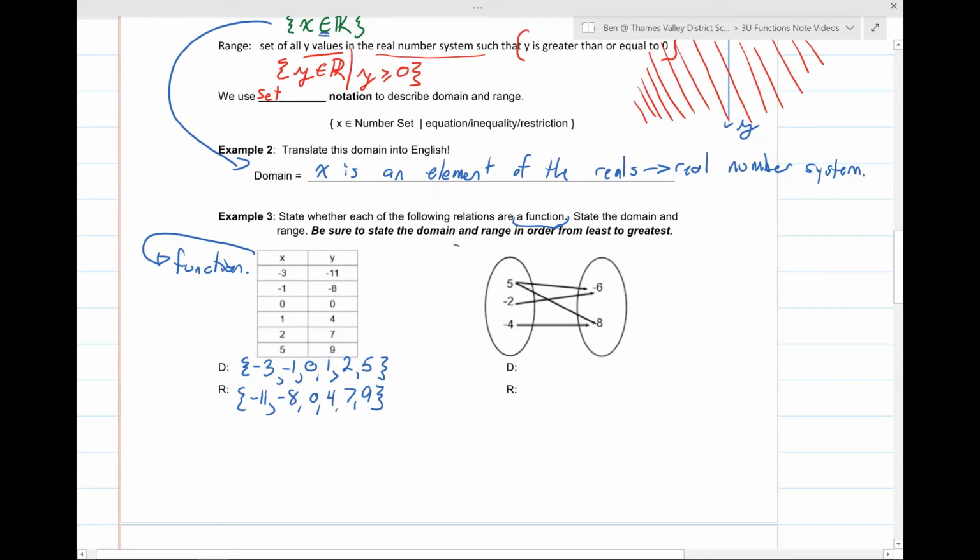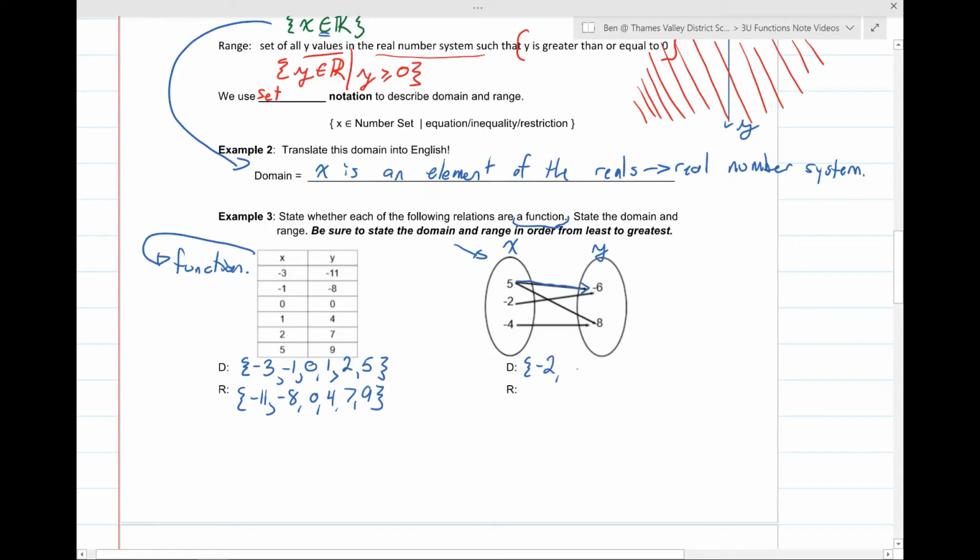Next, let's look at one using a mapping diagram. If I look at my domain and range, we'll start off there this time. My domain, again, is all possible x values. I know that my x values, my input values, are here on the left. If I don't remember that, I can see that the arrows are going from left to right. That means for this input, there's that output here. So my domain here would be all of the numbers 5, negative 2, and negative 4.